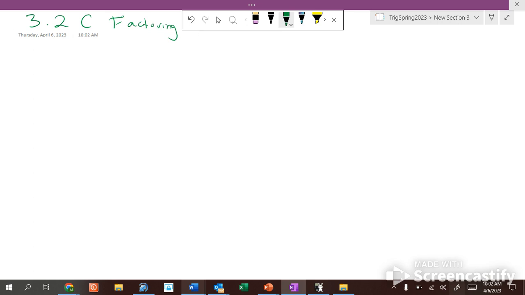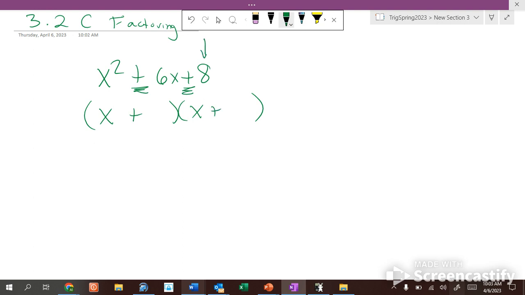So, okay, factoring. How would I factor this? How would I factor this out? X and X. Signs are the same. They are both positive. So plus and plus. What are factors of 8 that add up to 6?